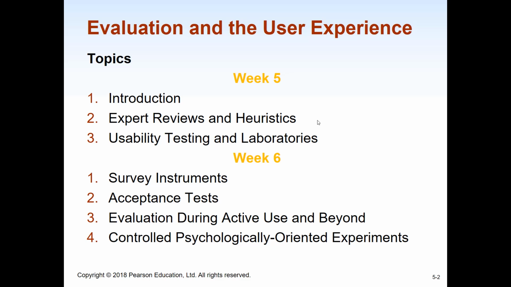First, inshallah, we are going to introduce what's meant by the evaluation and user experience. Then we'll go through some of the details that you can map to the key basic aspects that we talked about in chapter 1 and chapter 3. Expert reviews and heuristics, usability testing, laboratories, survey instruments, acceptance tests, evaluation during active use and beyond, and we are going to end with controlled psychologically oriented experiment.